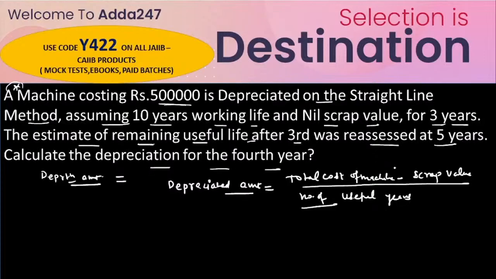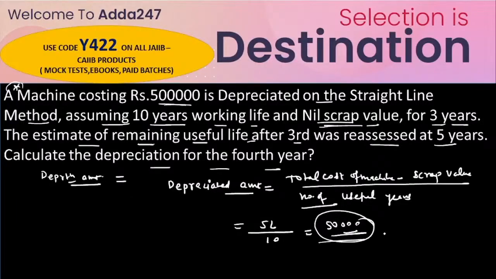Okay, so the scrap value here is given as nil, and the useful life is given as 10 years. So just write here 5 lakh divided by 10. The value would be 50,000. That means it would be depreciated by 50,000 rupees every year.